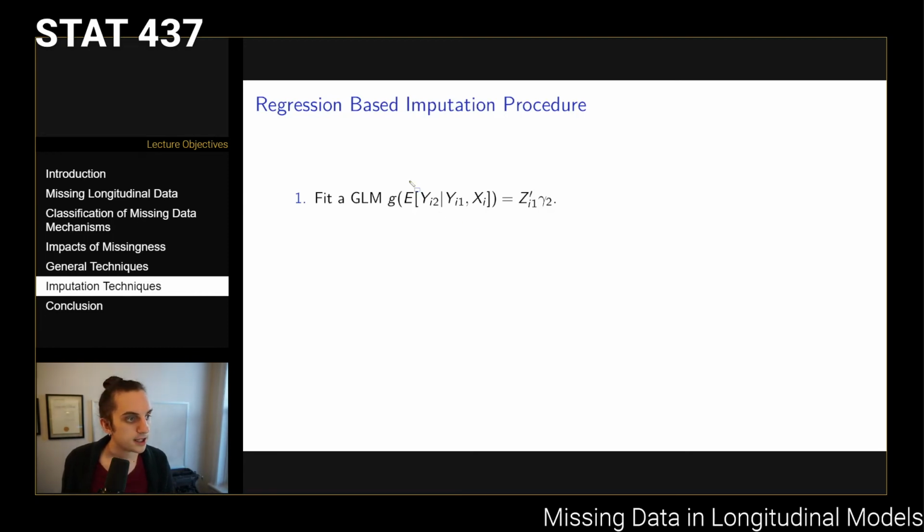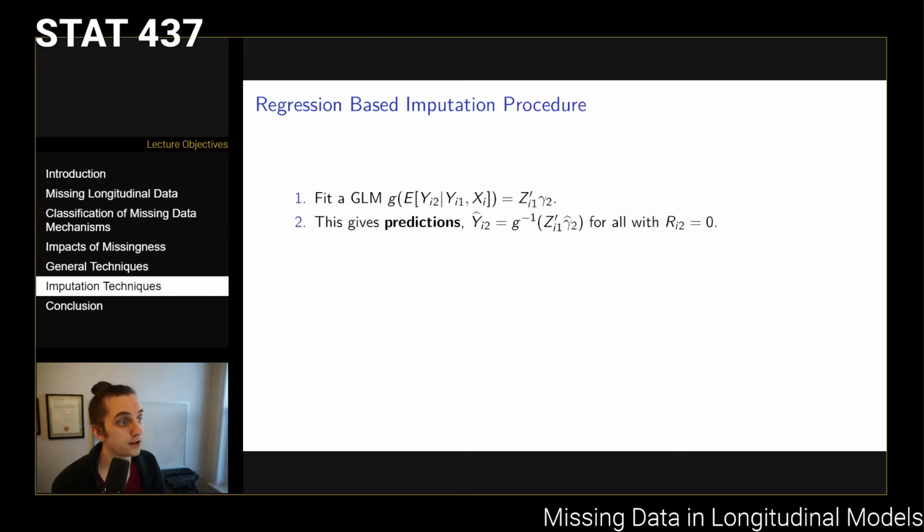So you could think about taking, say, at time 2, the expected value of yi2 given the first observed value and the covariates as fitting some GLM, right? So we have some link function g here, and then we have some set of covariates which are dependent on the first observation and any covariates that we actually have. And so we're saying that this link function is given by zi1 transpose gamma 2, right? So we can fit that GLM model, which gives us predictions for the observed values, right?